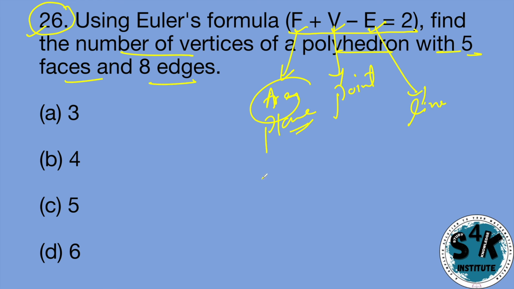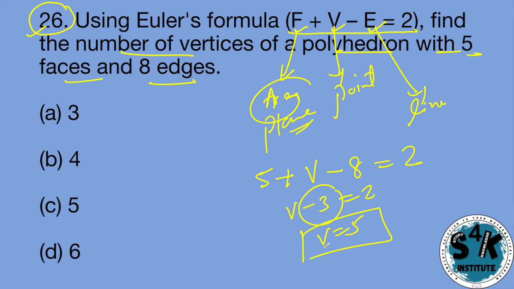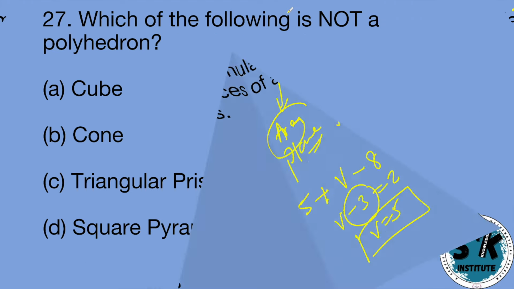Just put the value here. 5 faces, vertices you don't know, 8 edges, is equal to 2. If you simplify this, v minus 3 is equal to 2. So negative 3 will go that side, it will become 5. So vertices will be 5 in this case. Just remember this formula. This formula will be very helpful for you.